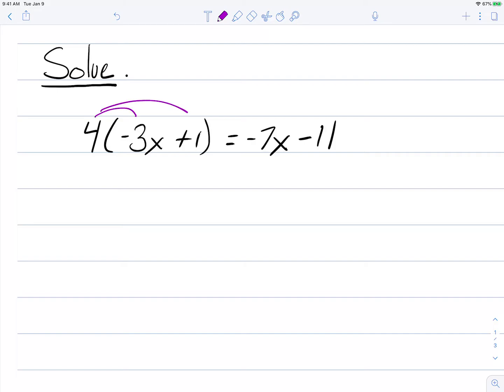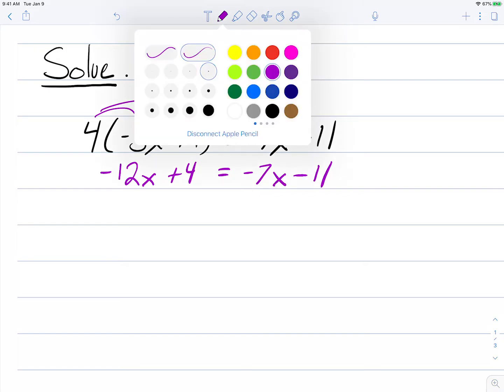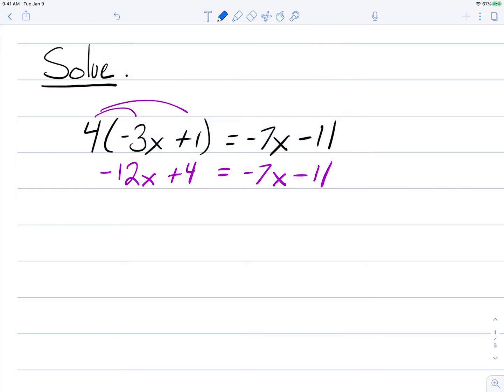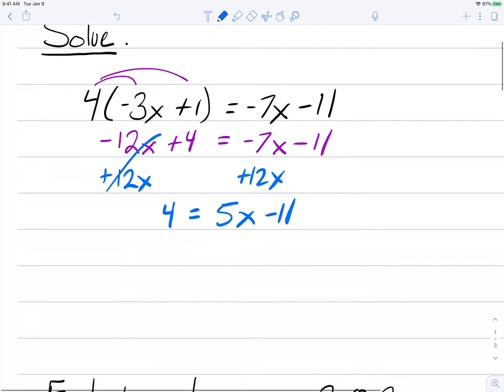So for instance, on this one, I'm first going to distribute. So I'm going to get negative 12x plus 4, and it still equals negative 7x minus 11. Then I need to get variables on one side. So for me, I'm going to add 12x to both sides. And I do want to see the adding 12x to both sides. That's part of your work. So we have 5x minus 11 on the right-hand side.